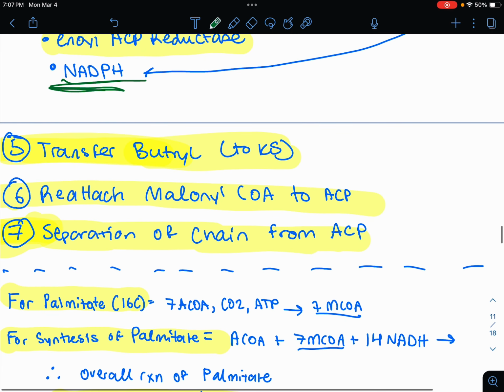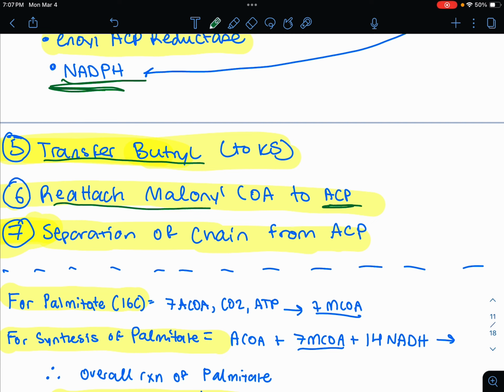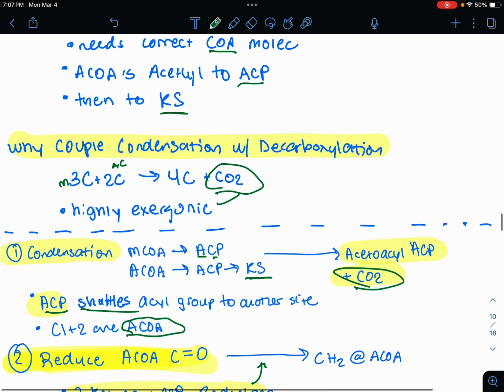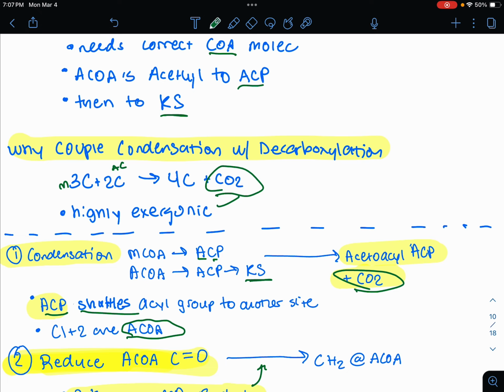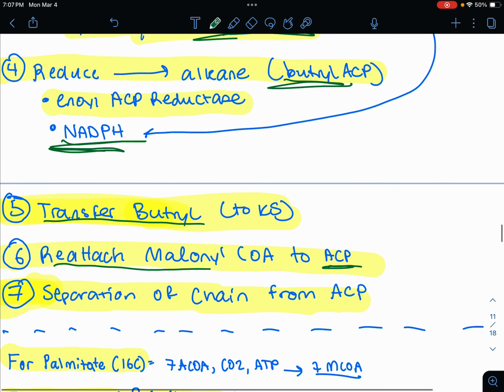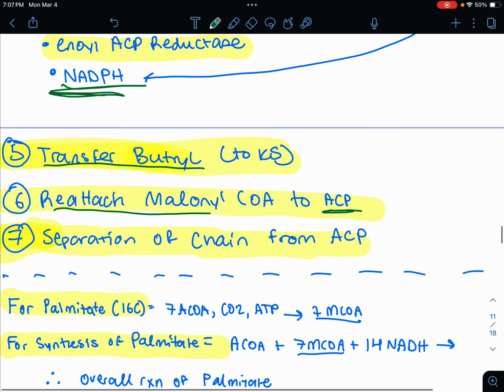All right, so now we transfer that butyryl group to the KS area as number 5. Step 6, we're going to reattach a new malonyl-CoA. We're going to recharge a new malonyl-CoA to the ACP. And then step 7, once we've gotten enough carbons, remember we're adding 2 carbons per go of this, at one point we're going to have to separate the chain from the ACP.